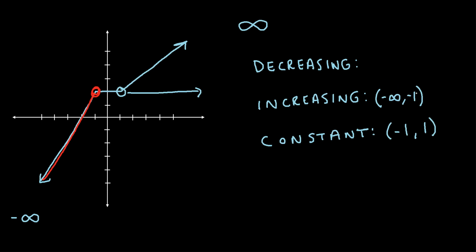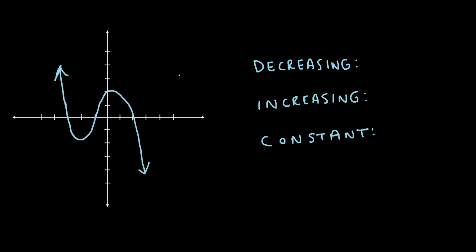So for this one, we already have one interval for increasing. We can union that with the interval 1 to positive infinity, because that's where the graph is also increasing. So we have two intervals where the graph is increasing, and in this particular example, there are no intervals where the graph is decreasing. All right, let's try another example.